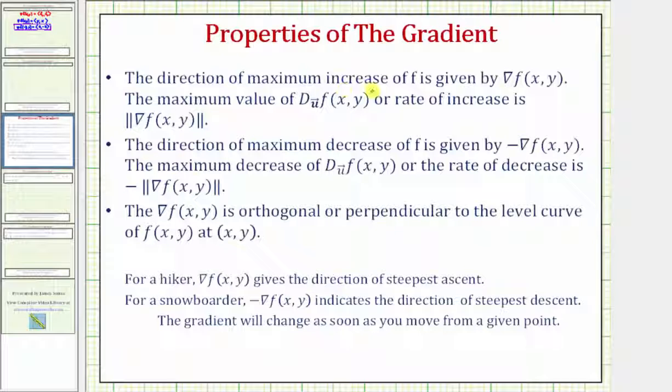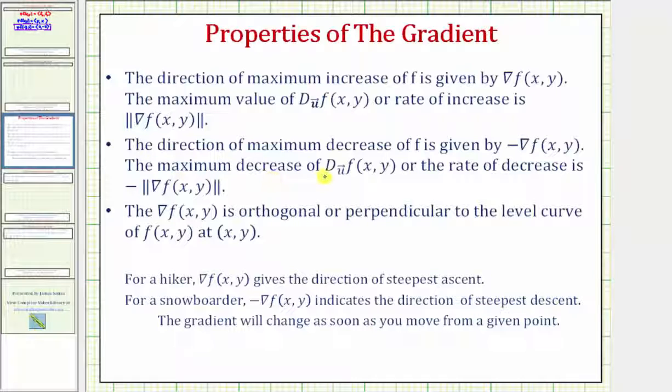The direction of maximum increase of f is given by the gradient of f. So as an example, for a hiker, the gradient of f gives the direction of steepest ascent. The maximum value of the directional derivative, or rate of increase, is equal to the magnitude of the gradient of f, and the direction of maximum decrease of f is given by the opposite of the gradient of f. As an example of this, for a snowboarder, the opposite of gradient f indicates the direction of steepest descent.